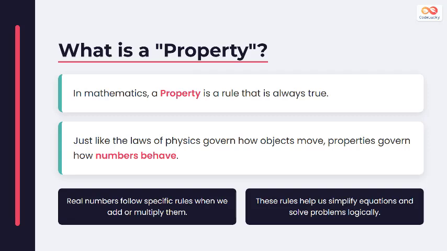Before we get into the specific numbers, let's understand what we mean by a property. In mathematics, a property is essentially a rule that is always true. Think of it like the laws of physics. Just as gravity always pulls objects down, mathematical properties govern how numbers behave when we add, subtract, multiply, or divide them. These rules give us a reliable foundation for solving complex problems.